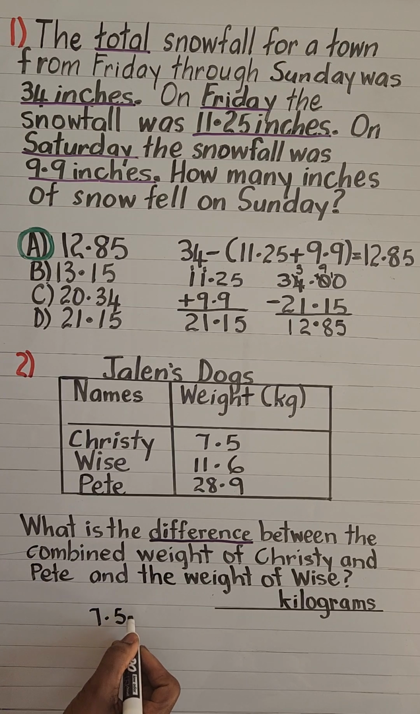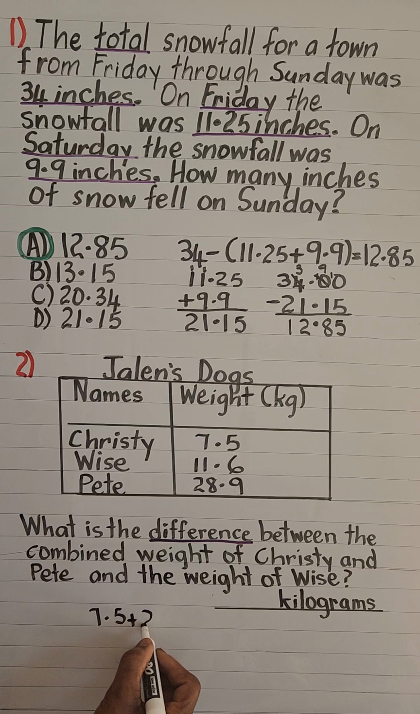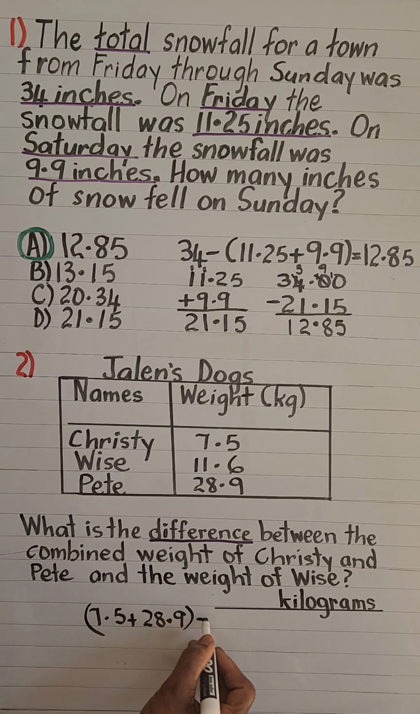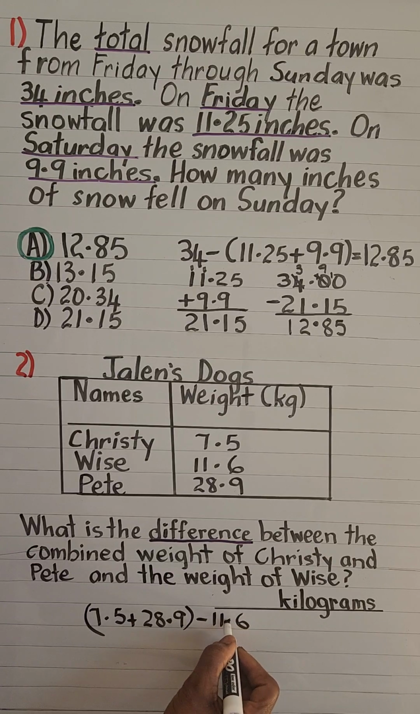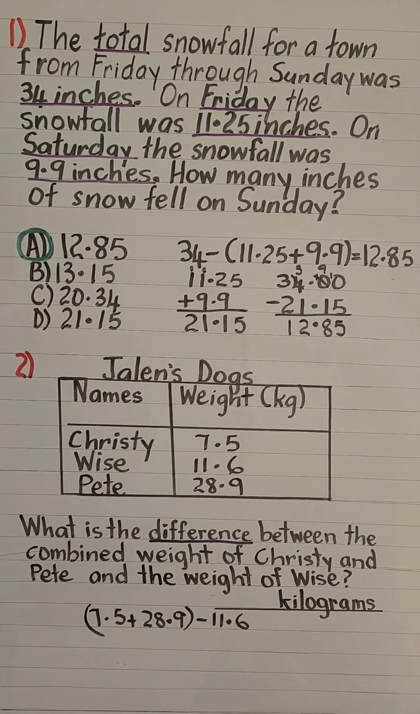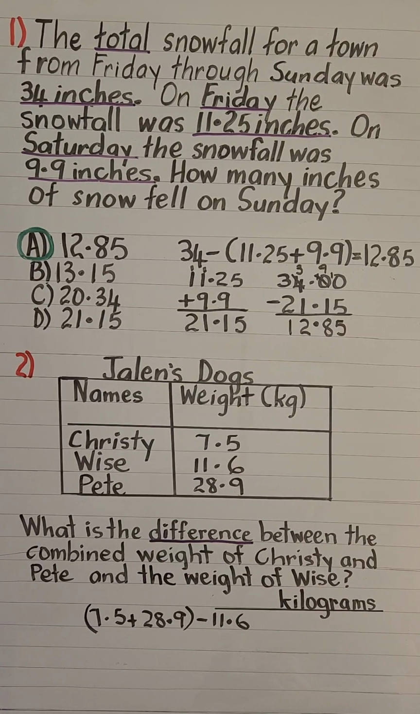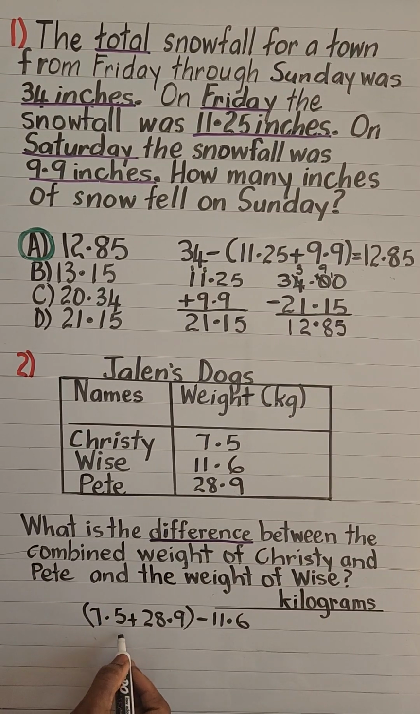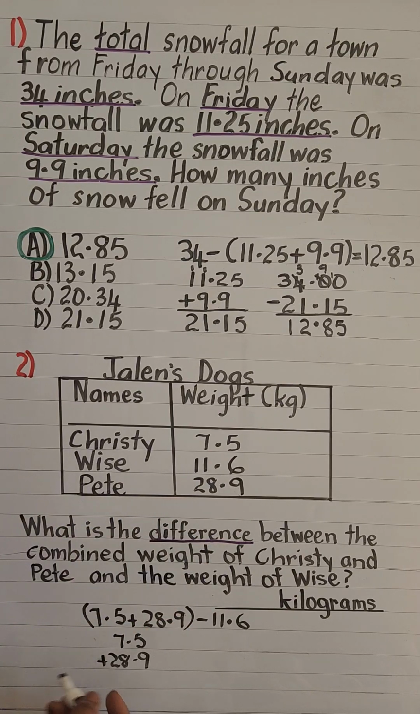7.5 plus 28.9 minus 11.6. Okay, so first we're going to go ahead and add 7.5 plus 28.9.